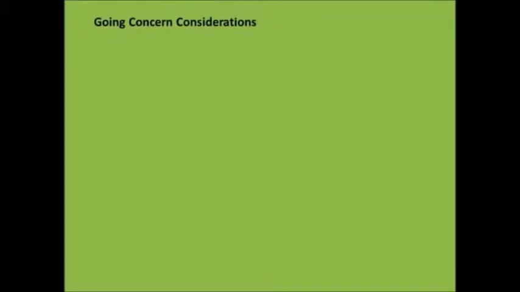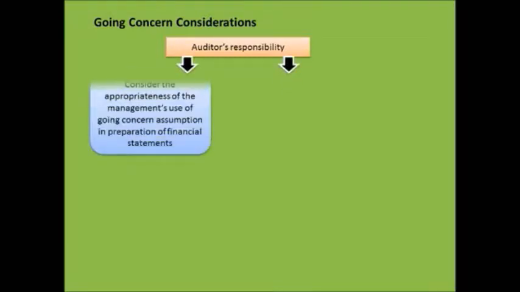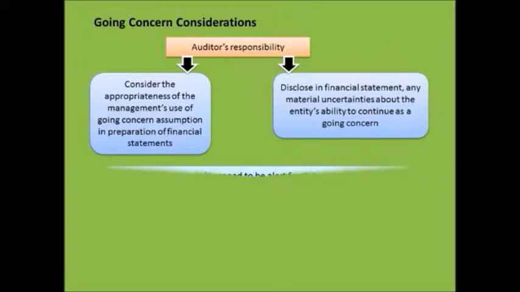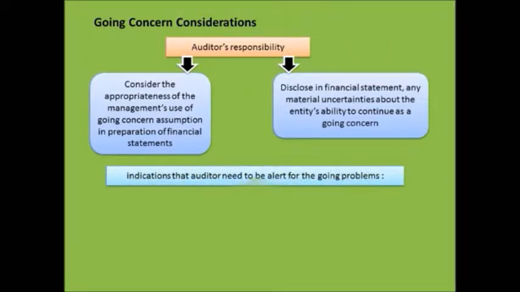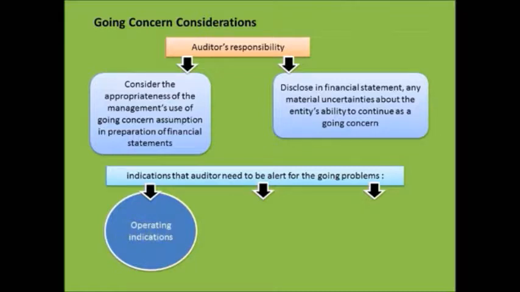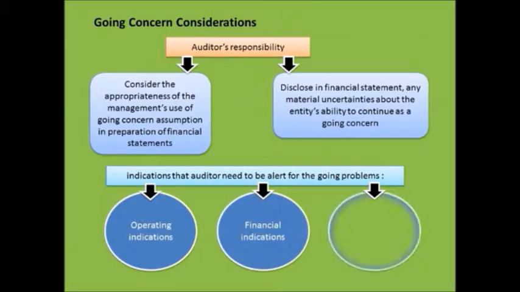In terms of going concern considerations, the auditor's responsibilities are to consider the appropriateness of the use of the going concern assumption in the preparation of financial statements, and also to consider disclosure in the financial statements of any material uncertainties about the entity's ability to continue as a going concern. There are 3 indications that the auditor needs to be alert for regarding going concern problems, which are financial indications, operating indications and other indications.